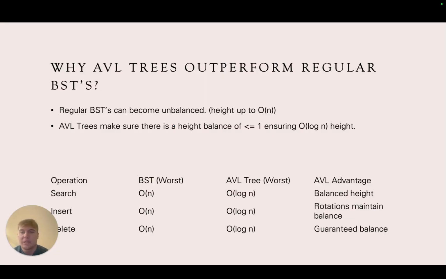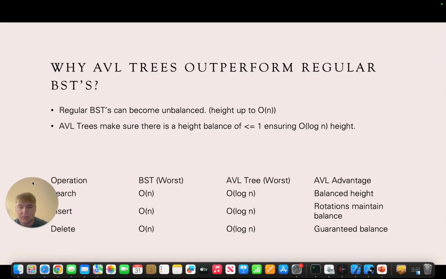So why do AVL trees outperform regular BSTs? Regular binary search trees can become unbalanced, with height up to order n, and AVL trees make sure there is a height balance of less than or equal to 1, ensuring order log n height. And then here are the advantages right here. Let's get to the next slide.